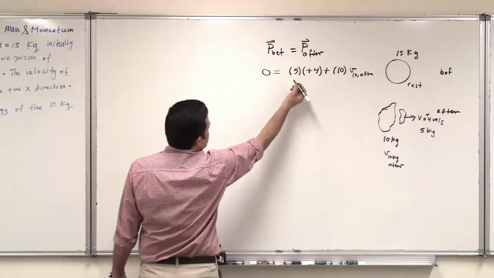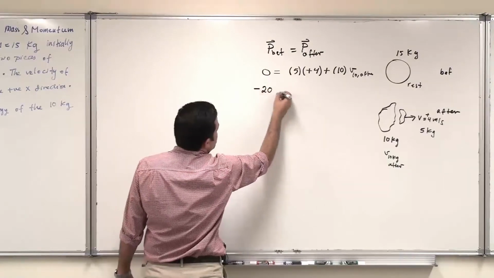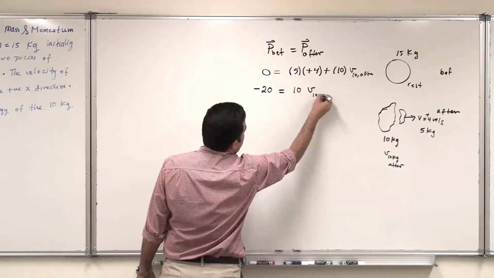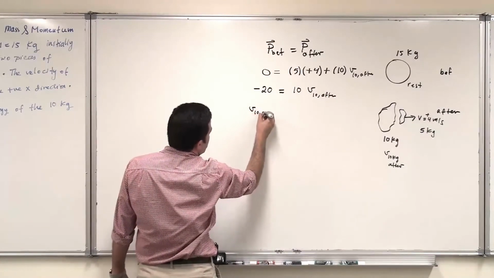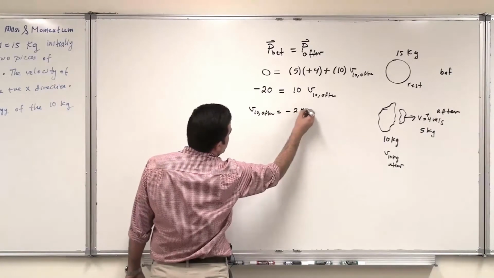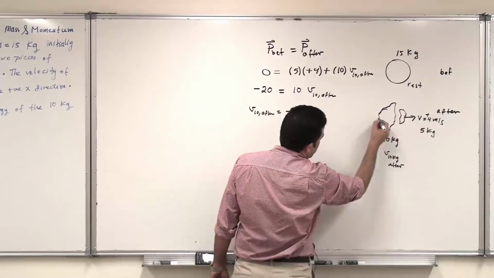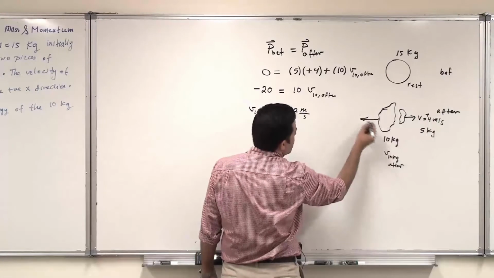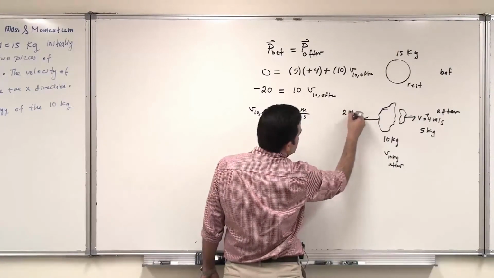As a result, we can take this to the other side. So minus 20 should equal 10 V 10 after. So V 10 after will equal minus 2 meters per second, which means that logically, because of the negative sign, this fragment will be moving to the left with 2 meters per second.